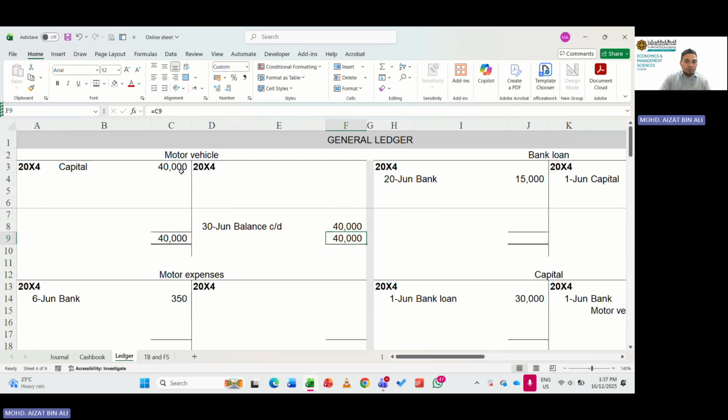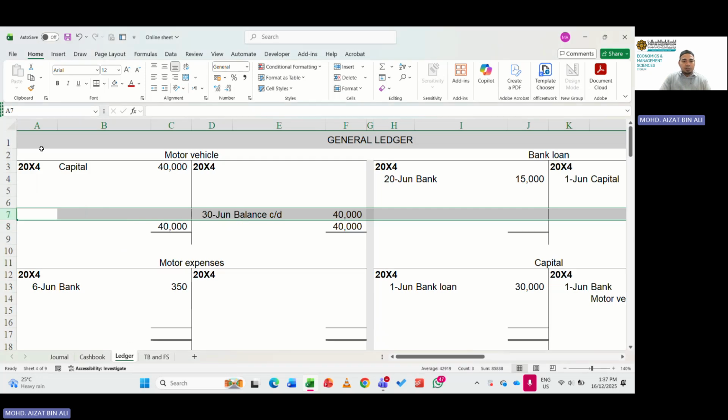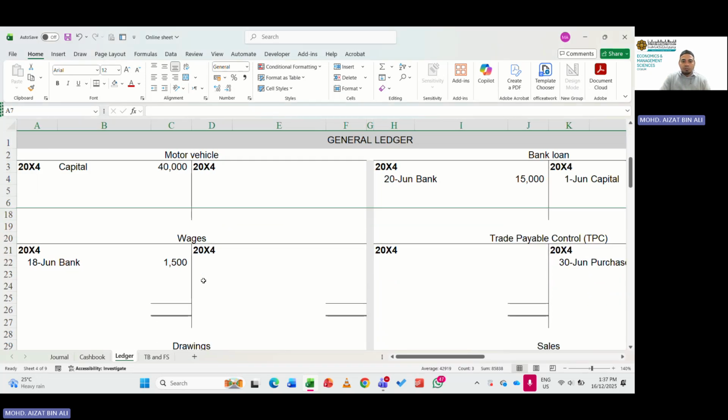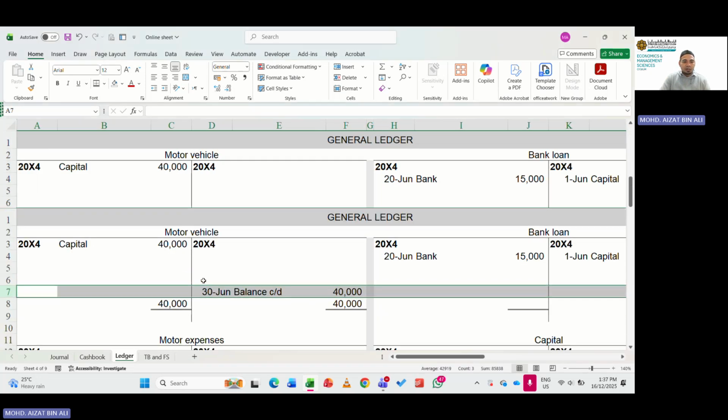By the way, I need to do this. 1, 2, 3, 4, 5, 6, 7 rows. We have one extra row. I'm going to delete this because later on it makes my copy and paste a lot easier.